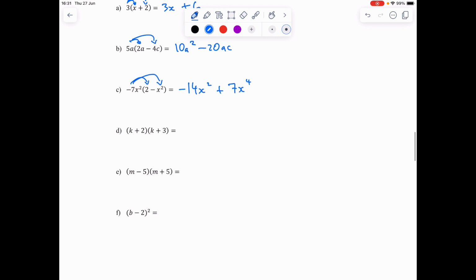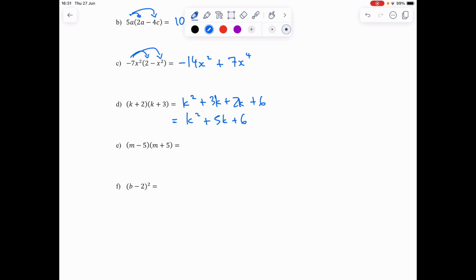This one is FOIL. Firsts, k squared. Outers, 3, not x. What am I doing? 3k. Inners, 2k. Lasts, 6. Collect like terms, k squared plus 5k plus 6.